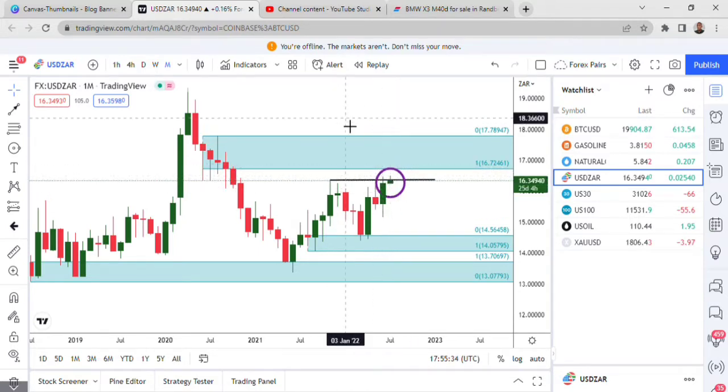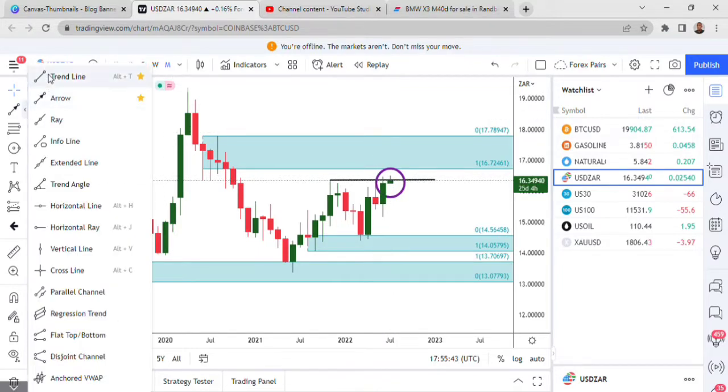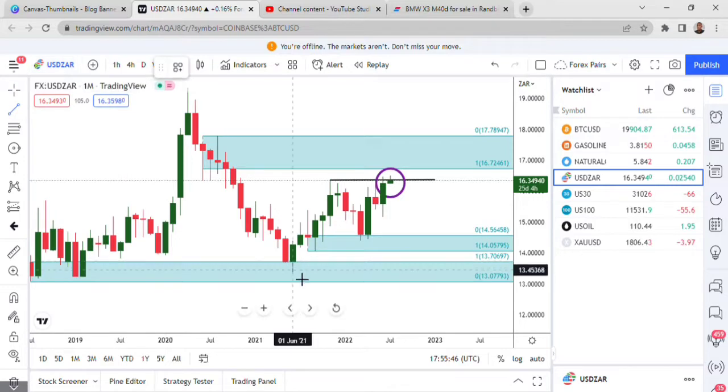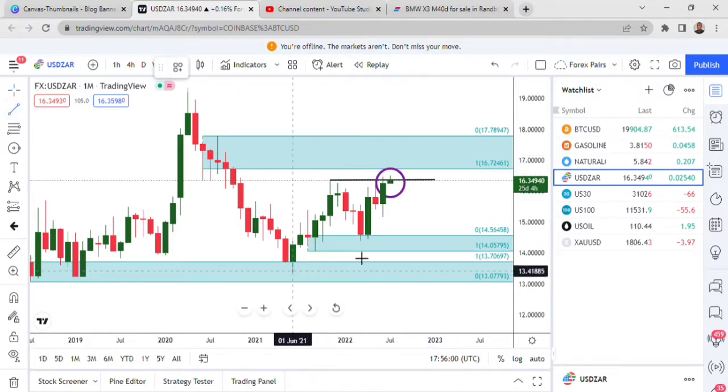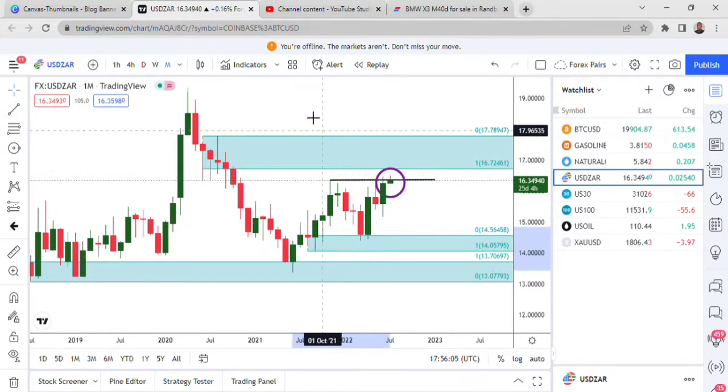So on weekly, I hope you'll agree with me, the high was here and now we made a higher high, which means if you want to put your trend line on, it's not the weekly, it's the monthly. On monthly, it will be here. Again, if you're interested to see how we actually draw the trend line, there are videos on this channel where I show how to do this. So the trend line is somewhere here. So monthly, we are done.